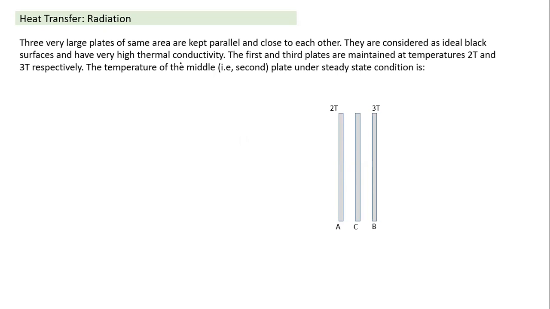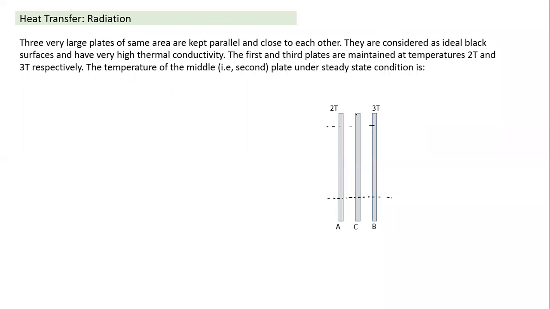Three very large plates of the same area. Whenever we talk about large plates, we always ignore the end effects and only focus on the middle part, as we do in capacitors and many other cases. So end effects are ignored and the symmetry is not lost. The plates are kept close to each other. They are considered ideal black surfaces.